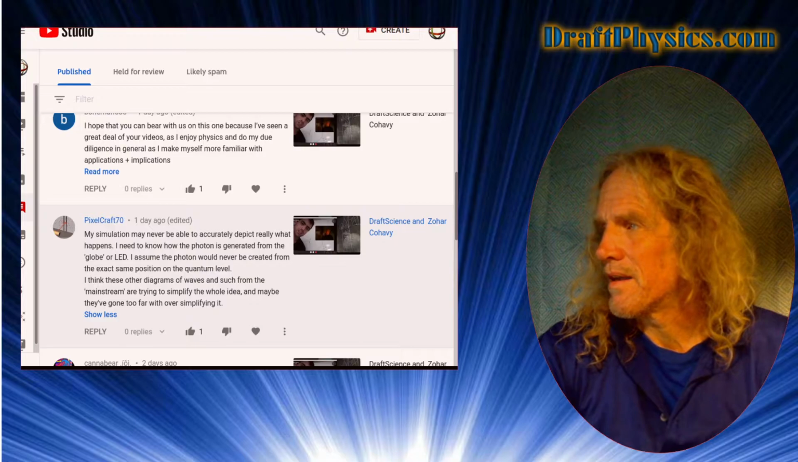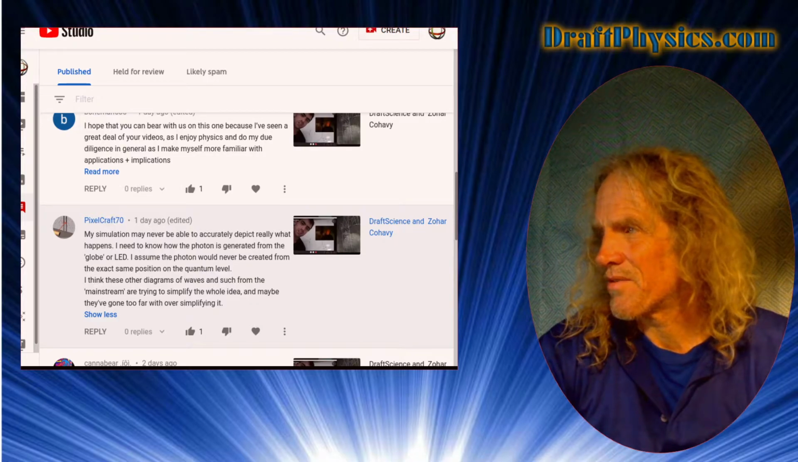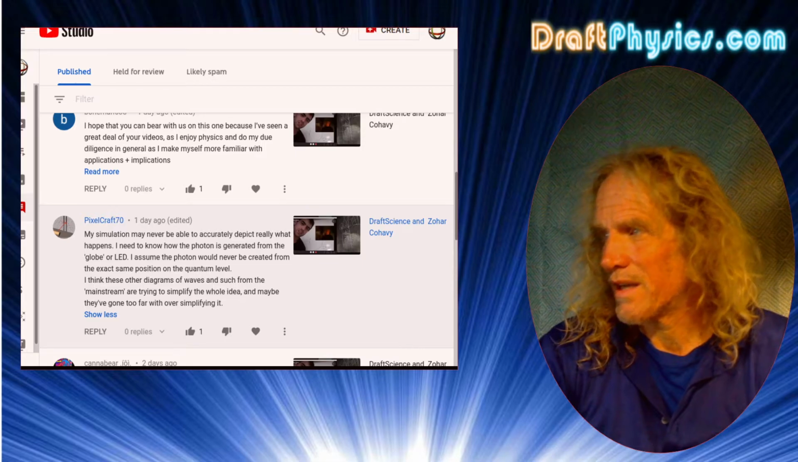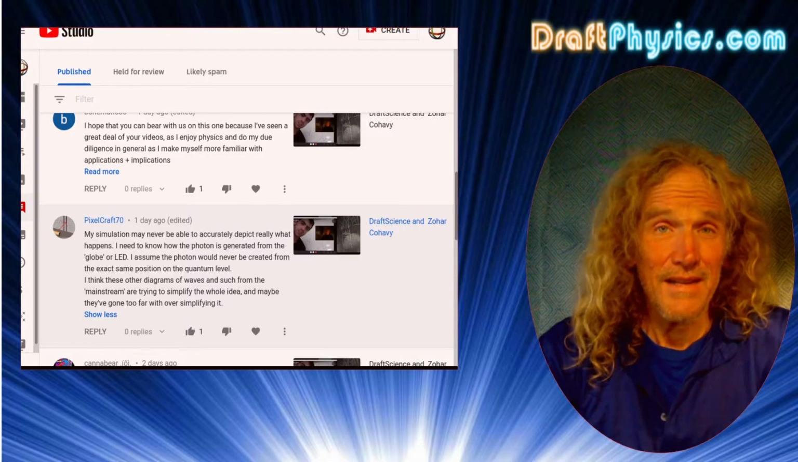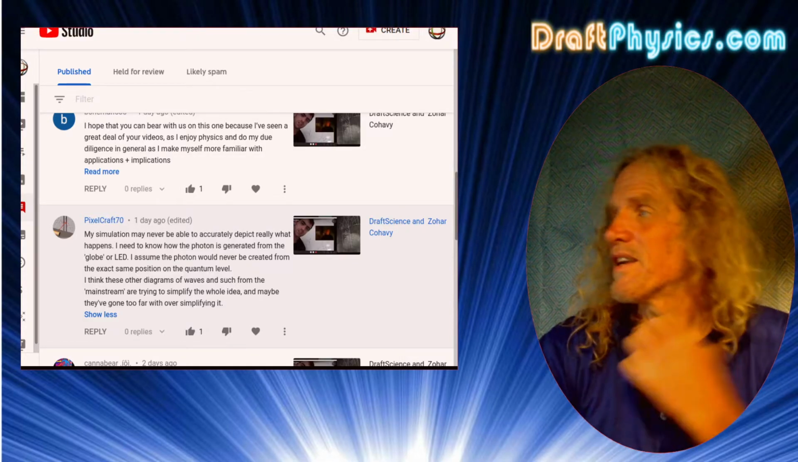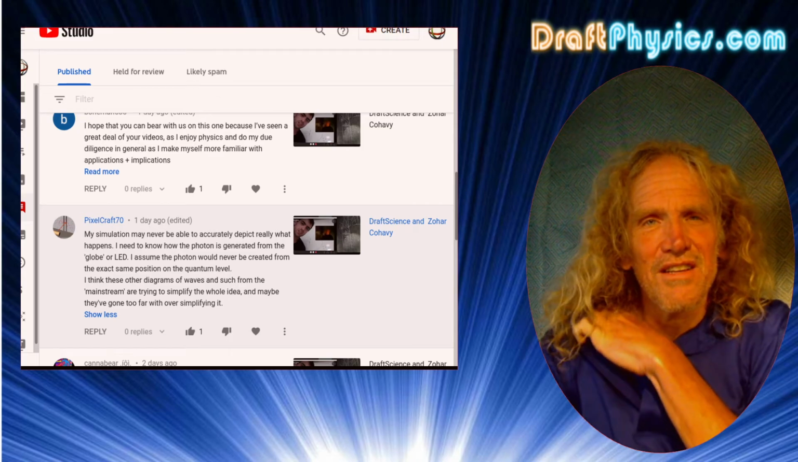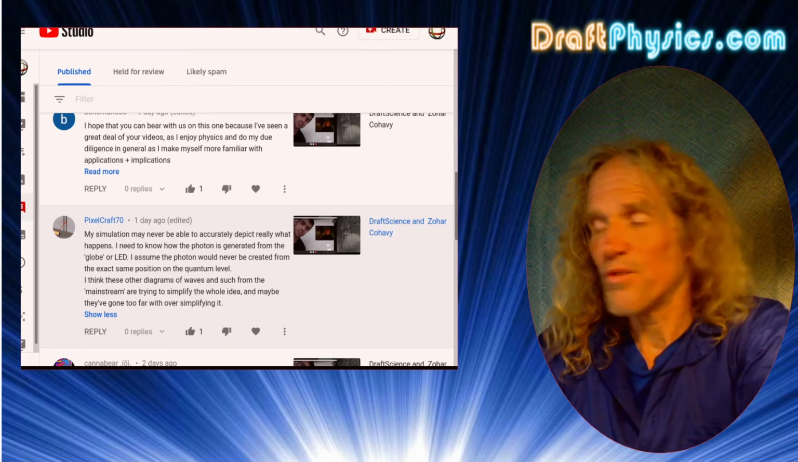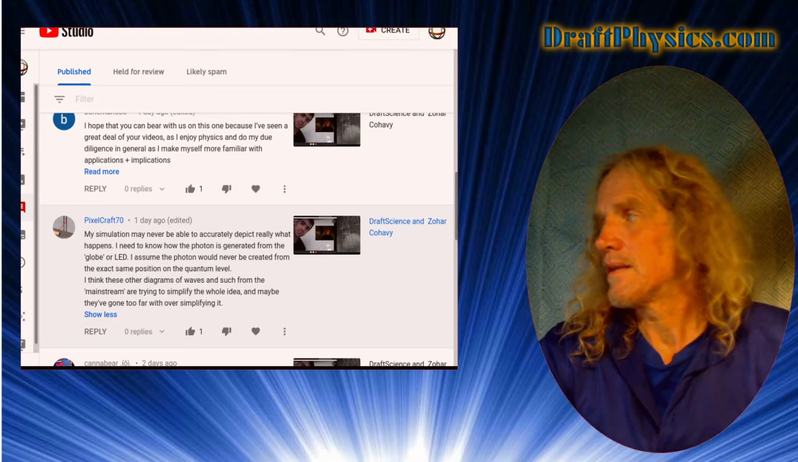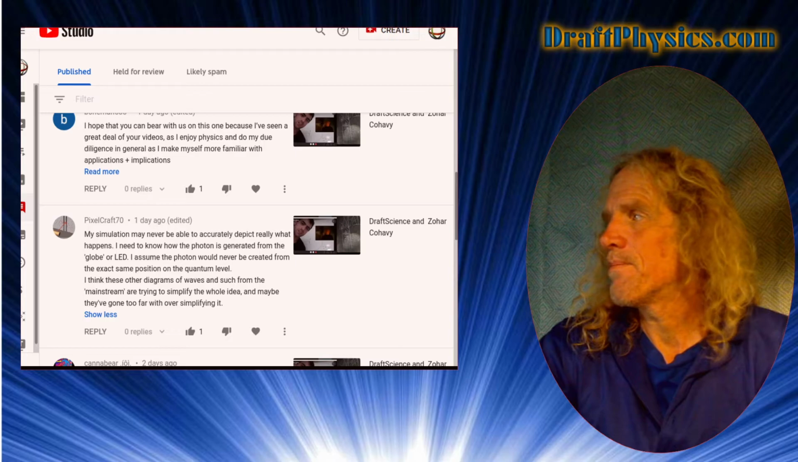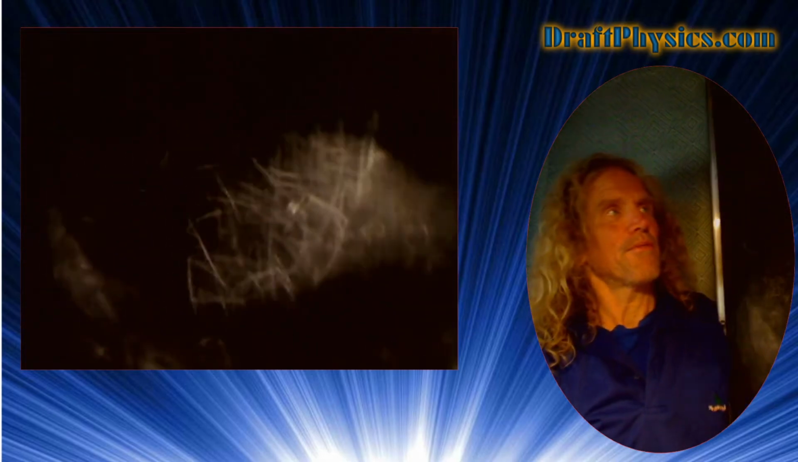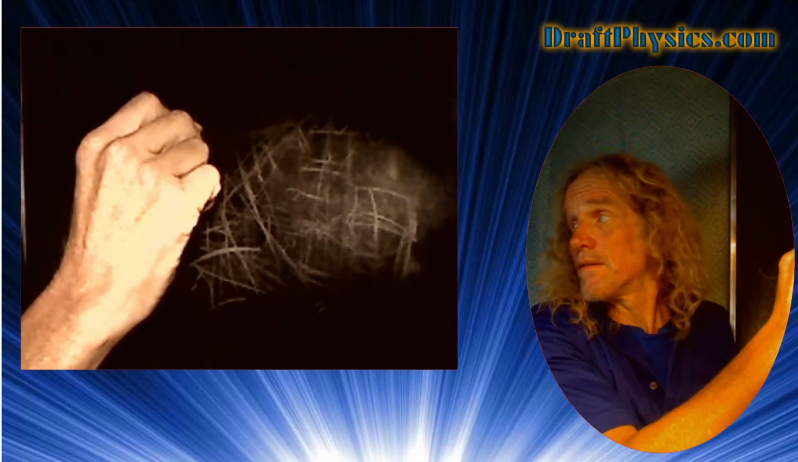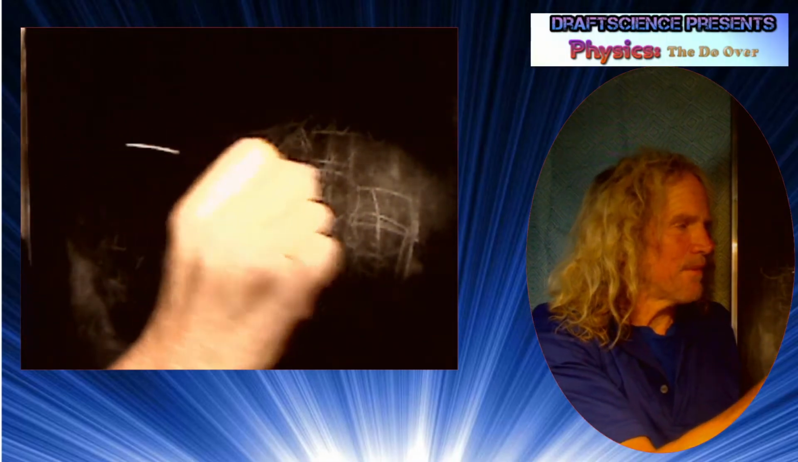"I think these other diagrams and waves and such from the mainstream are trying to simplify the whole idea." No, they're really not. They're just waving the whole idea. It's obviously not simple. And the fact is that it doesn't work, okay? I don't want to keep having to point this out. But it doesn't work as a wave theory. The waves are in the wrong place. Why do I have to keep emphasizing a point that just is so clear? I've made it clear. This is the math that works. It's the point source math, right? It just shouldn't have to be argued.